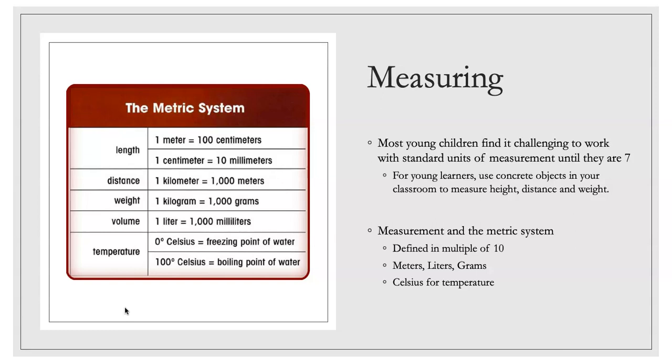However, when you do start measuring in your classroom, you will be using the metric system. Why does science use the metric system? Well, the metric system is defined in multiples of 10, and all scientific investigations should be done with the metric system, since all of science is done in the metric system. And the most common measurements are meters for length, liters for liquid, grams for weight, and Celsius for temperature.